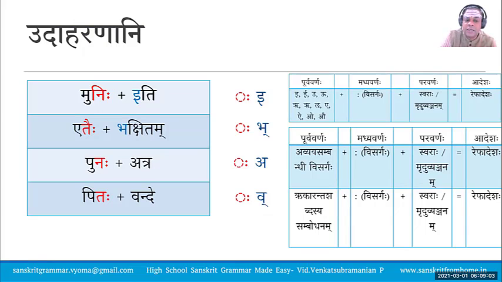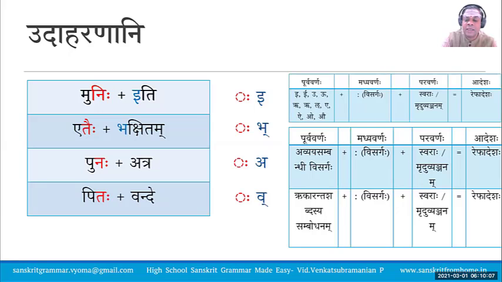Let us take the examples. Munihi iti. Now, you have an Ikara, Visarga and an Ikara. So, this is the first case, Rephaadesha happens. Yetaihi bhakshitam. It is also case 1. We have a Mridu Vyanjana on the right. Punaha atra. Now punaha is an avyaya and you have Visarga at the end of the avyaya. Punaratra is the final form.